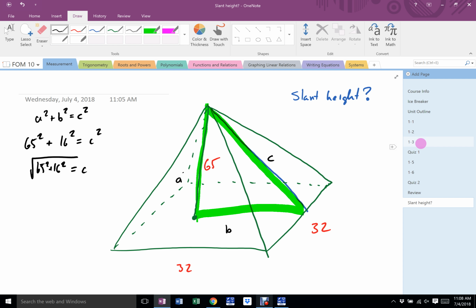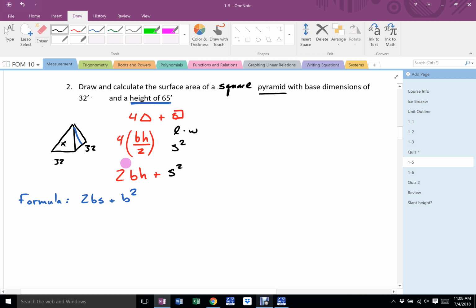So once I know that, we'll come back to here. I need to write this down. And I'm going to keep writing it in blue because I wrote the formula in blue. Slant height always equals the square root of the actual height squared plus half of the base squared. Always. Write that down somewhere. Figure it out.